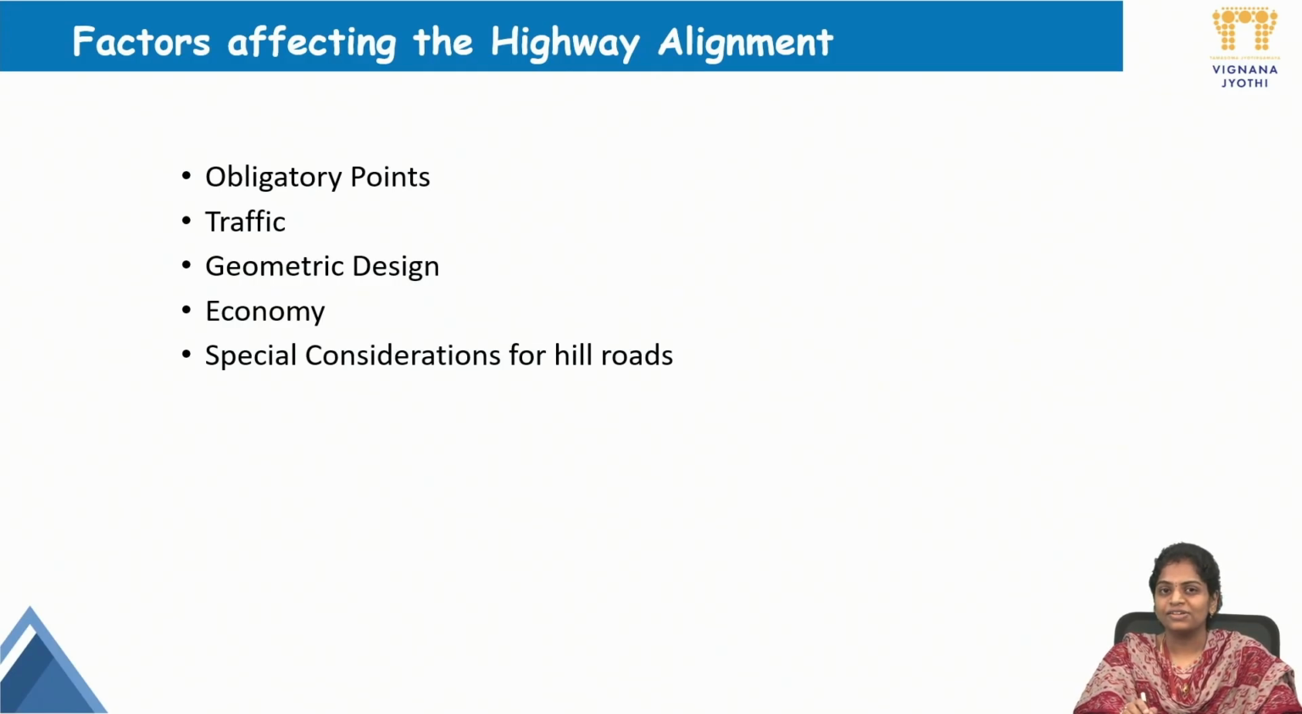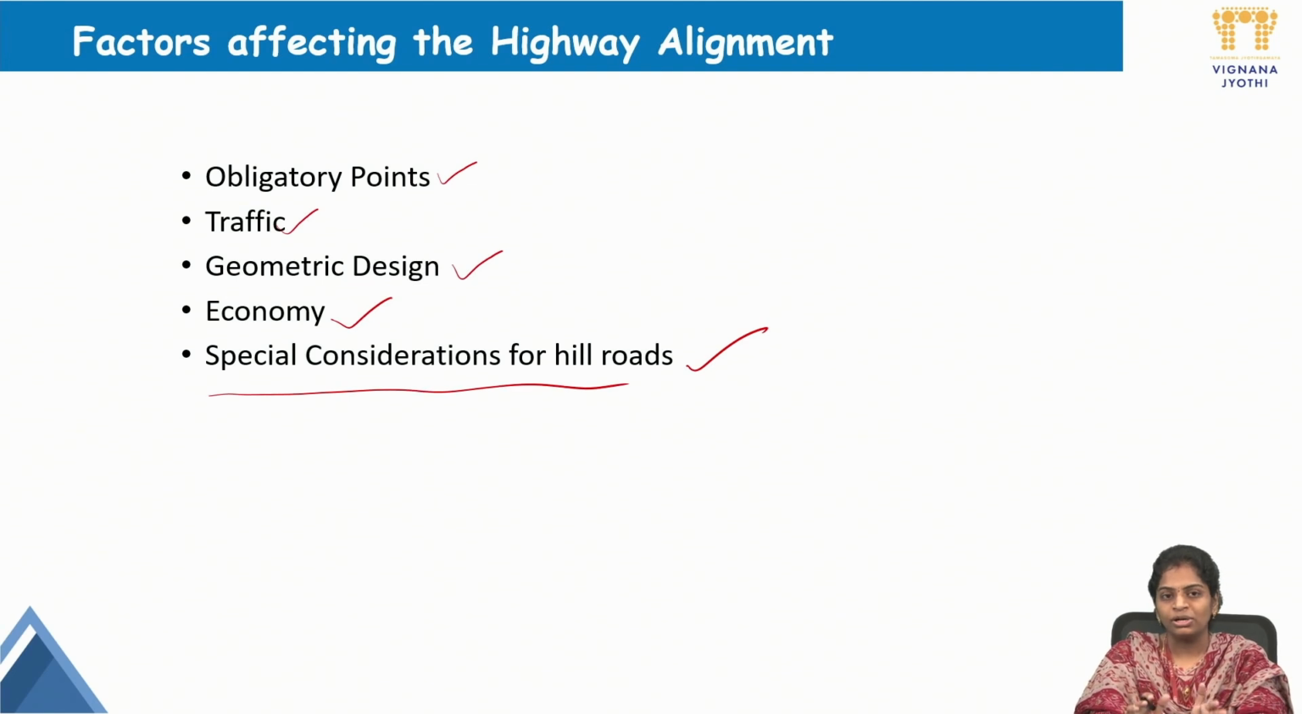Next, what are the factors affecting the highway alignment? This is the most important thing we have to consider. What factors we should understand or see while deciding the highway alignment? First point where I would like to discuss is obligatory points. Next, traffic. Next, geometric design. The other one is economy. The other one is special considerations for hill roads. If it is a hill road, we will go with this point. Otherwise, normally we will go with 4 points: obligatory points, traffic, geometric design, and economy.